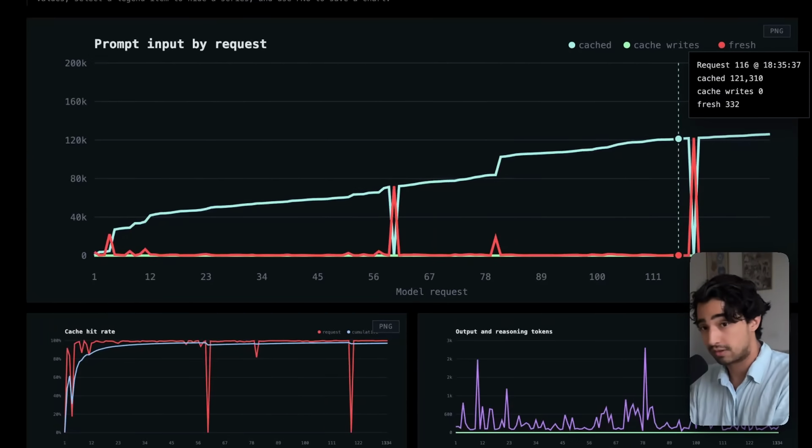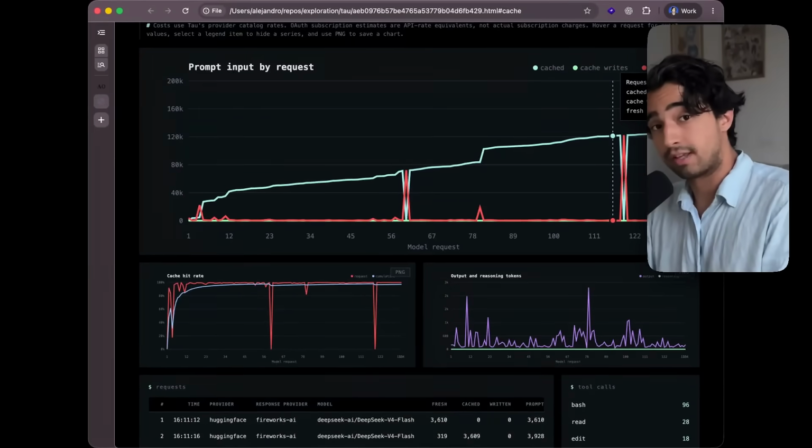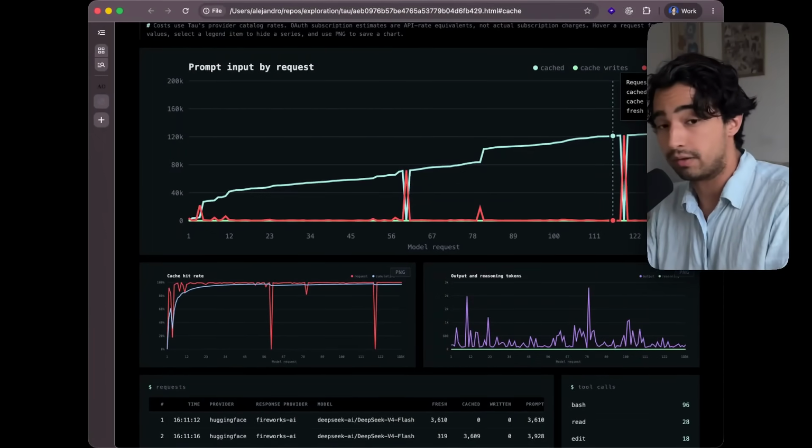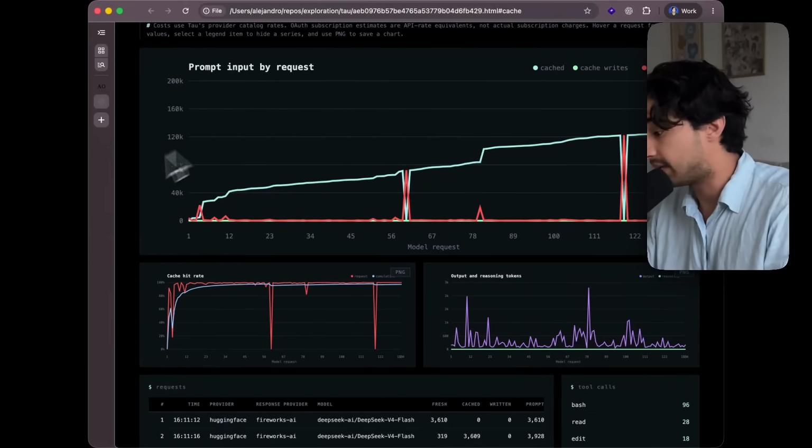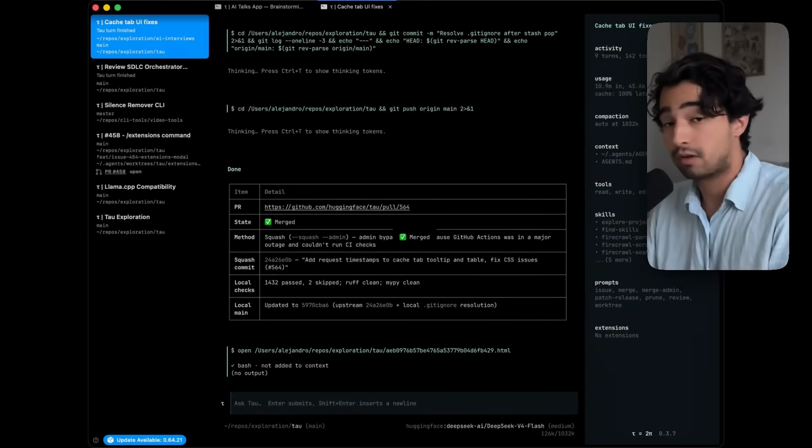And as you remember, if you saw in the previous chart, this is the best way to save on long sessions. So that is the first thing that you want to keep in mind when you're using prompt caching. What is the expiration time of your inference provider? And on Hugging Face, actually, I have implemented right here in Tao really good support for prompt caching on Hugging Face inference providers.